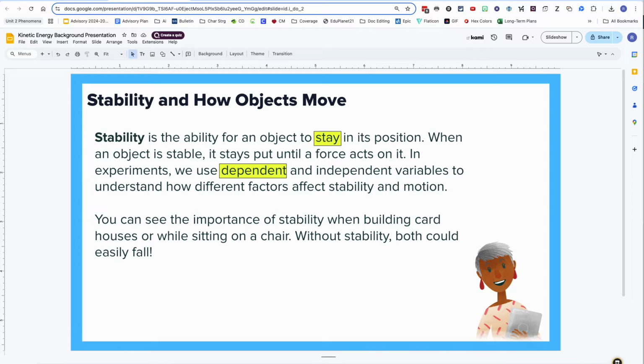Stability and how objects move. Stability is the ability for an object to stay in its position. When an object is stable, it stays put until a force acts on it. In experiments, we use dependent and independent variables to understand how different factors affect stability and motion. You can see the importance of stability when building card houses or while sitting on a chair. Without stability, both could easily fall.